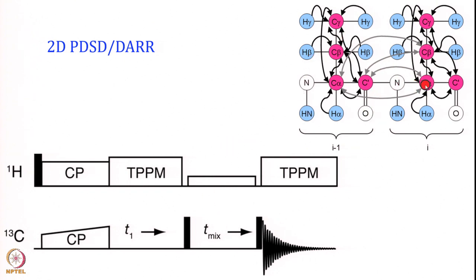Like the C alpha magnetization of this i residue can also be transferred to the i minus 1 residue, CO or C alpha, depending upon how long we mix. So, it not only gives spin system specific assignment, but also near neighbor assignments or even a little medium range assignment, depending upon how we mix it. So, we need to just vary this mixing time. 20 millisecond is short distance correlation. If we increase to 150 millisecond, it will be the neighboring residue. If we increase to 500 millisecond, even more, some long range, and 800 millisecond, even longer range. So, we can establish all these carbon-carbon correlations using DAR or PDSD, which helps us in resonance assignment of this spectrum.